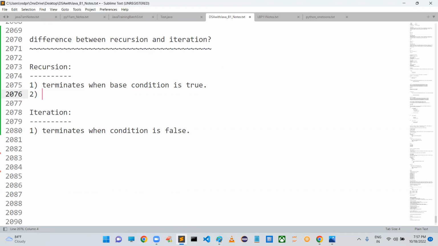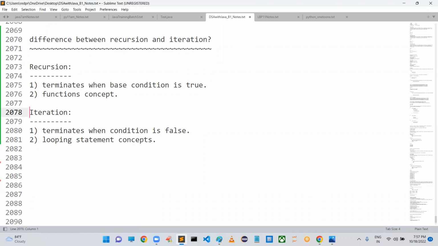Then the second one: recursion uses the functions concept. Compulsorily you must be very strong in functions. Then only will you be able to prepare recursive algorithms. What about iteration? For iteration, you must have a strong idea of looping statements. We have the while loop, for loop, do while, and for each loop. Like this, we have different types of looping statements. So you must be very strong in that.